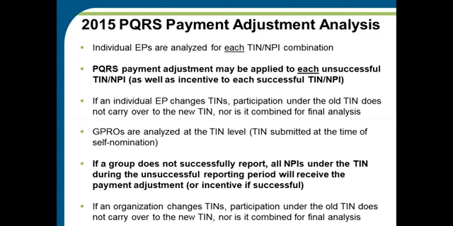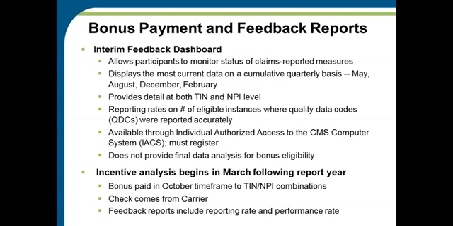And if you're reporting as a group under the GPRO option, if your group does not successfully report all individuals and NPIs under that tax ID number during the reporting period, you will receive a penalty or conversely an incentive if you're successful. So if your group does not successfully report in 2013, then in 2015 the payment adjustment of 1.5% will be applied to all the billings for your practice for Medicare Part B.